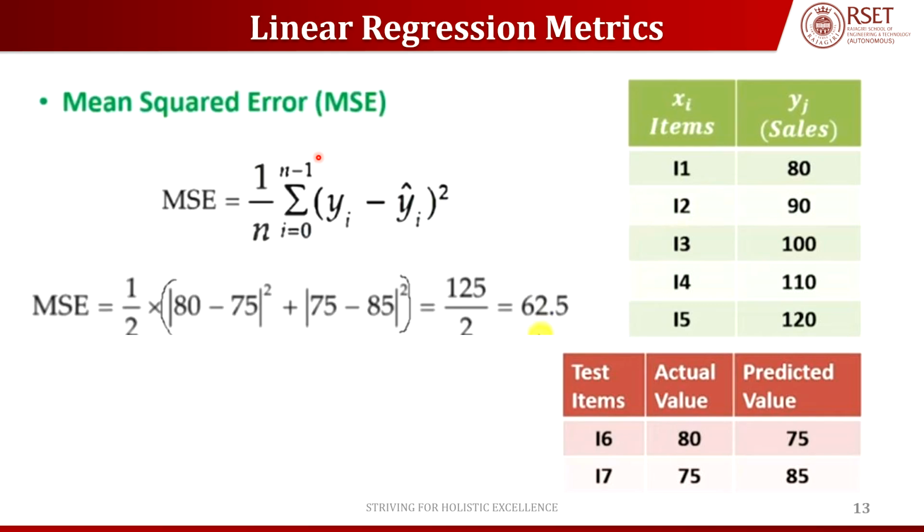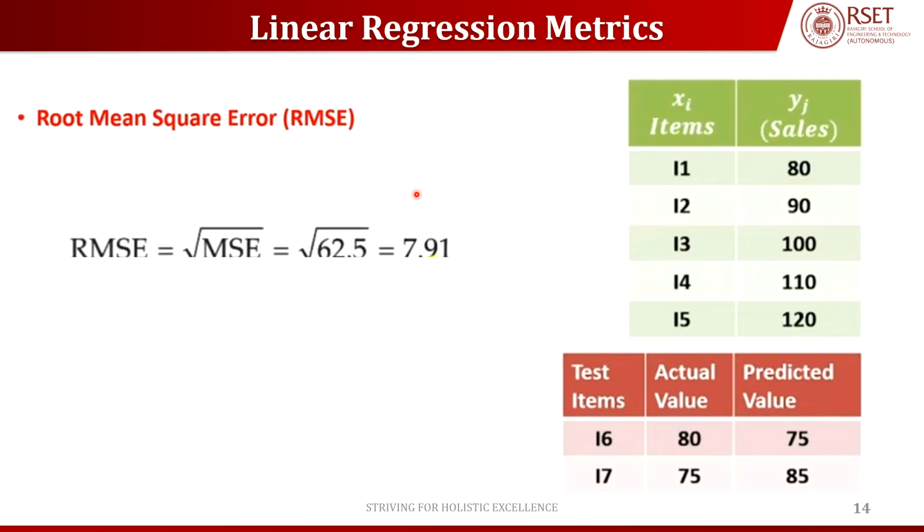Next is mean squared error. The same formula with a square value. So I'm squaring the differences over here and I'm getting 62.5 as the mean square error. The next is root mean square error, another performance metric. We'll just take the root of mean square error, that is 7.91.